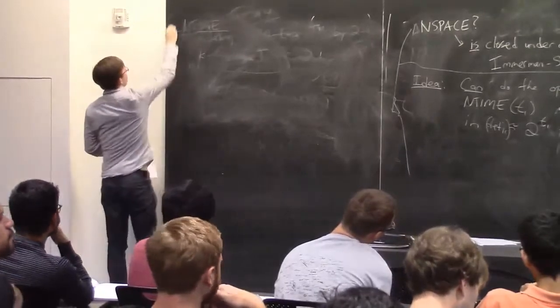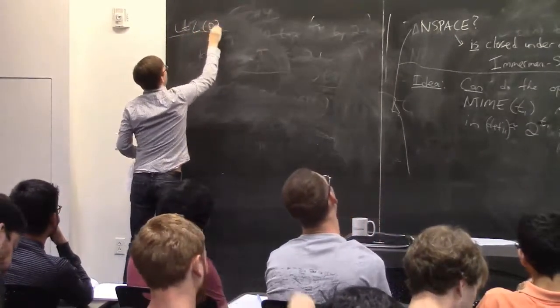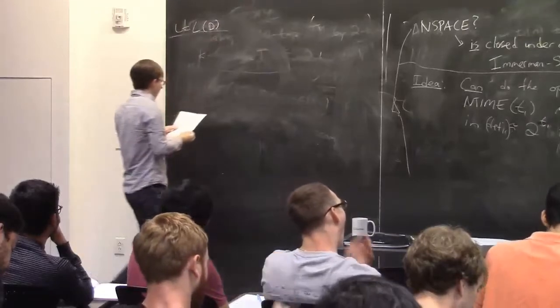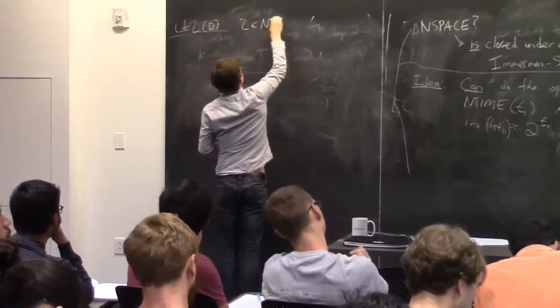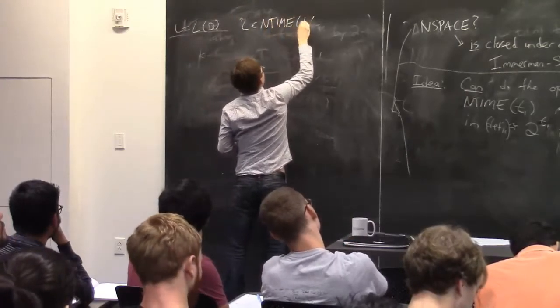Okay, so as before, we're coming to the proof. So L, the language we care about, will be the language accepted by D. And the fact that it's in non-deterministic time T of n is by design.